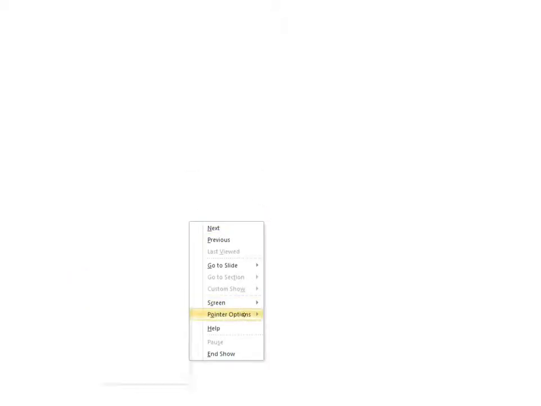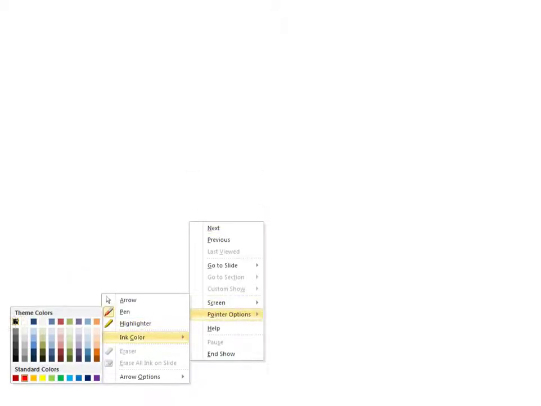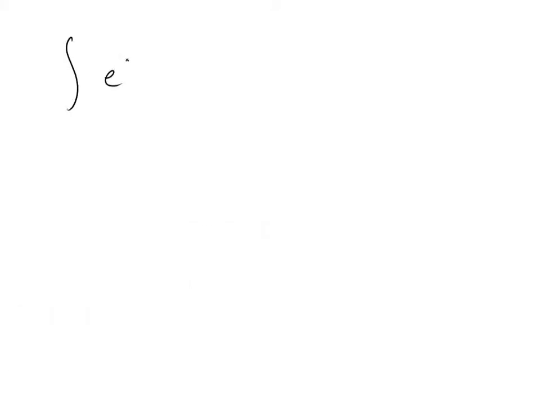Hello everyone, today I'm going to show you how to calculate the integral of e^x times (4 + e^x)^5 dx. Okay, so you can solve this integral using the substitution rule.